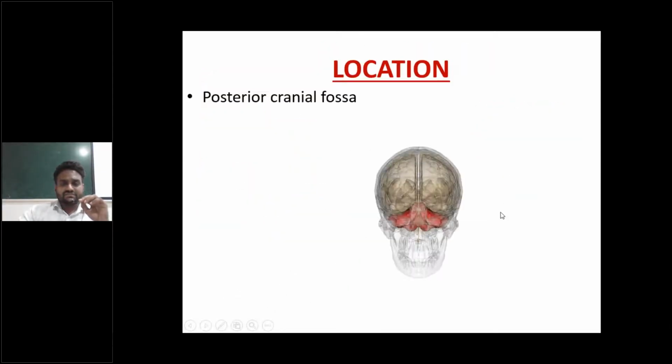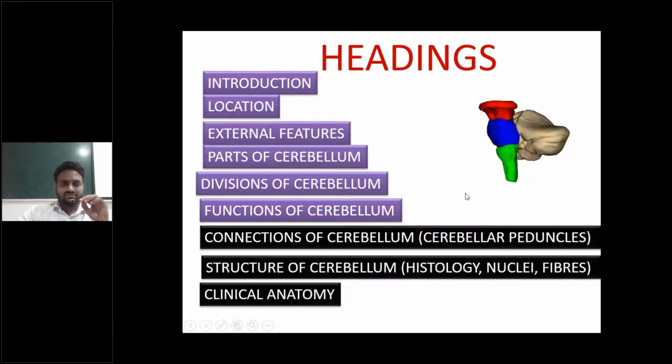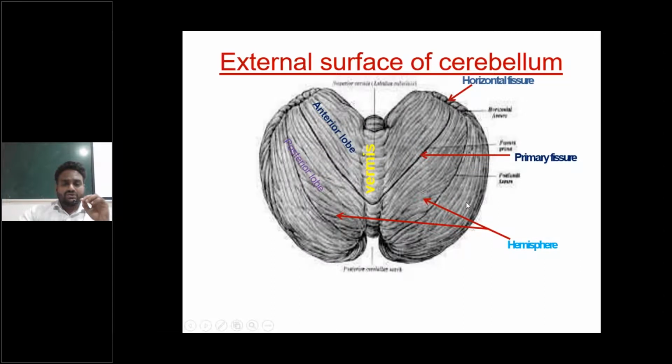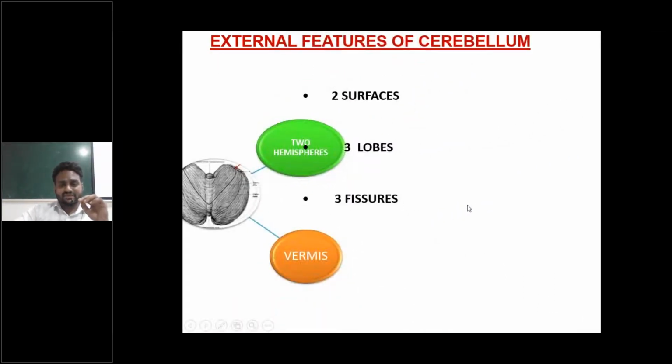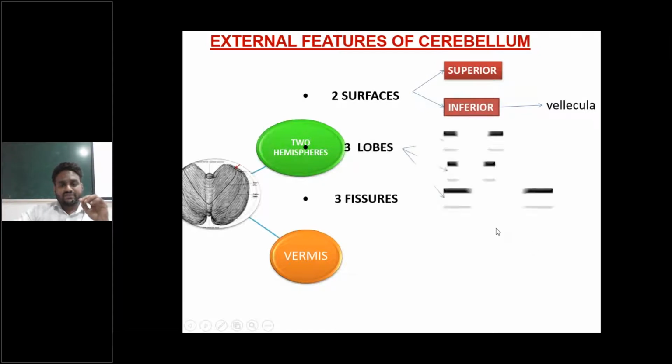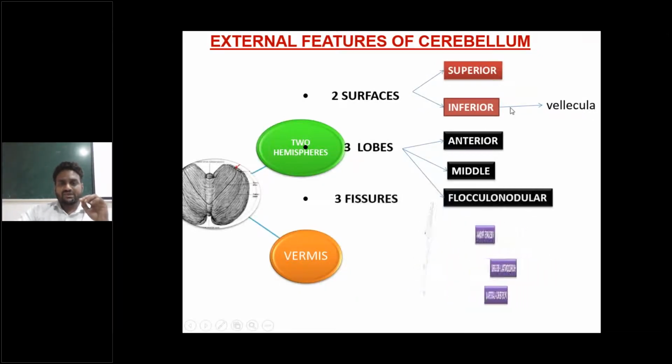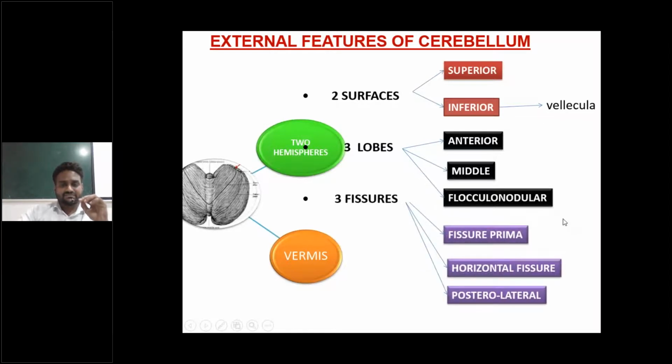And now you know the location. This is present in the posterior cranial fossa. So you know it. Now we come to the external features. The external features of the cerebellum: 2 cerebellar hemispheres, vermis, then 2 surfaces, 3 borders, and 3 fissures. You know all these things. In the inferior surface, the vallecula is present.